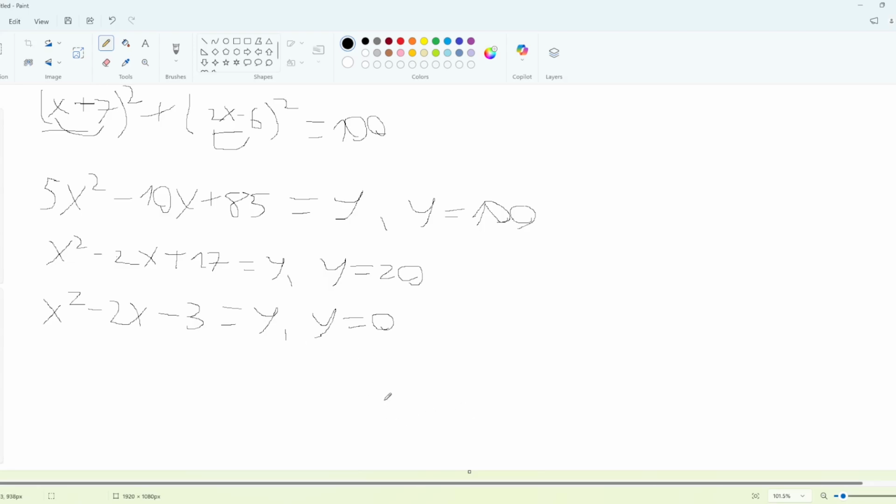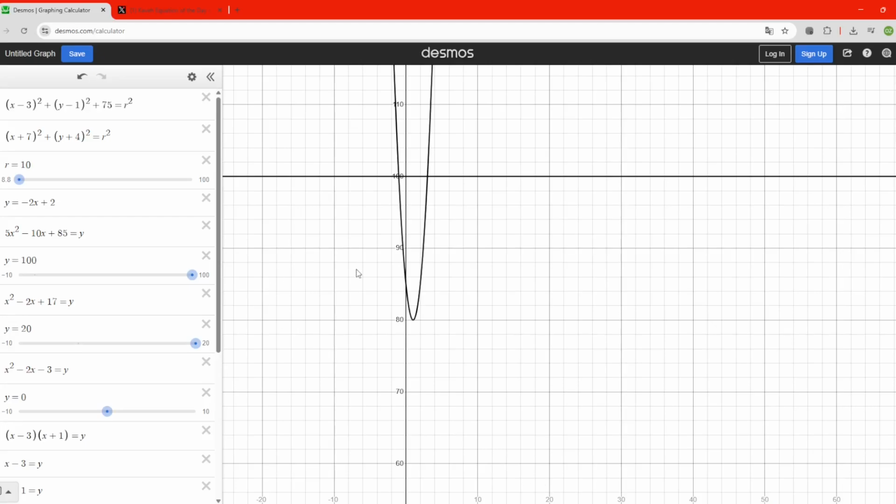now instead of 17, I can call it a negative 3, equals y when y equals 0. Okay? Now, let's graphically look at what we just did, which is exactly the same as, instead of y just having 100 and 20 and 0, like normal equation manipulation, let's look at it from the lens of manipulation of intersections.